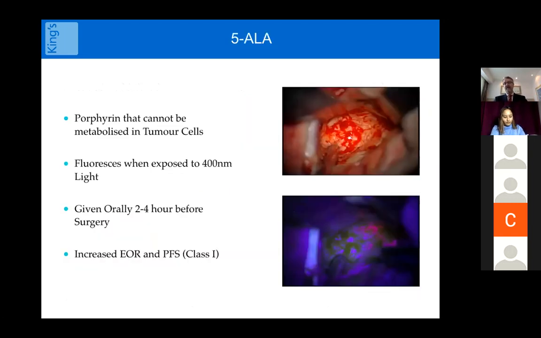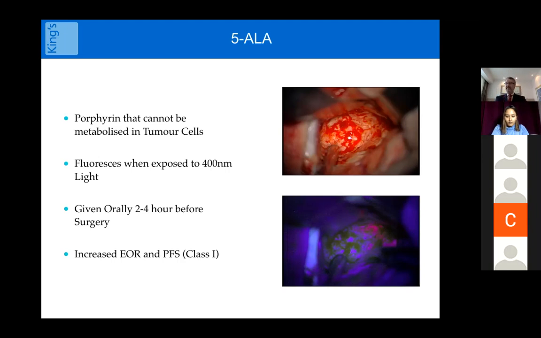One other weapon that we have, particularly useful for the high-grade glioma, is the so-called 5-ALA or 5-aminolevulinic acid. This is a porphyrin that cannot be metabolized in the glioma cells, so in the tumor cells of glioma and glioblastoma. The interesting property of this molecule is that it becomes fluorescent when you apply a blue light that is in the blue spectrum over 400 nanometers.